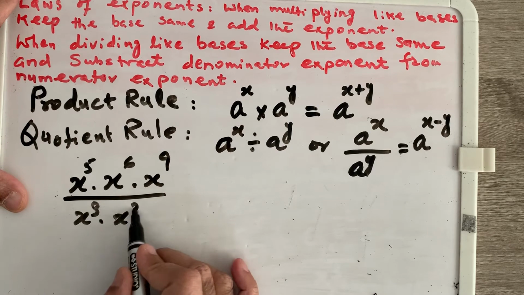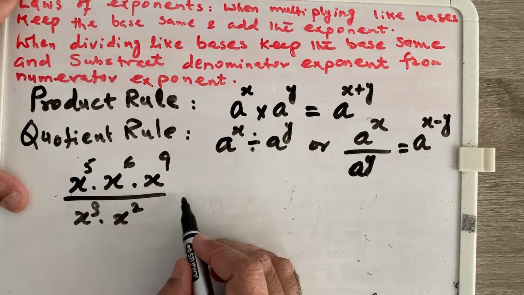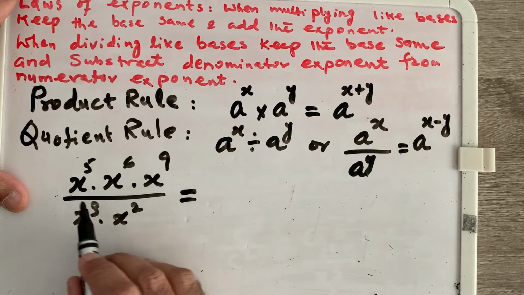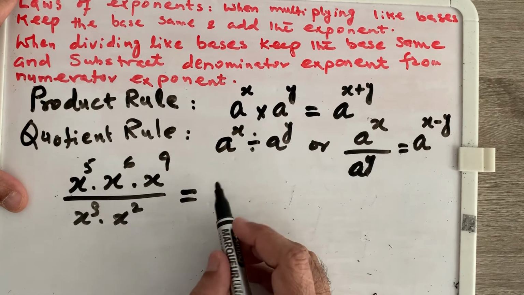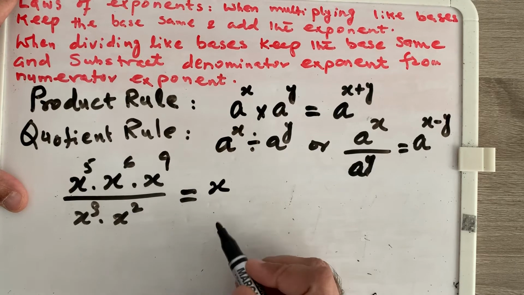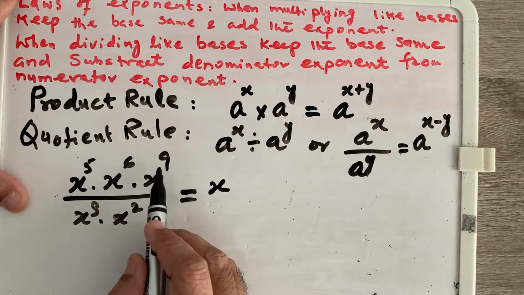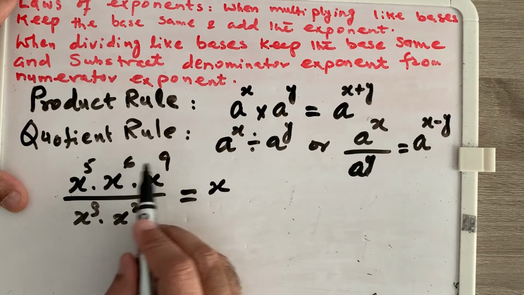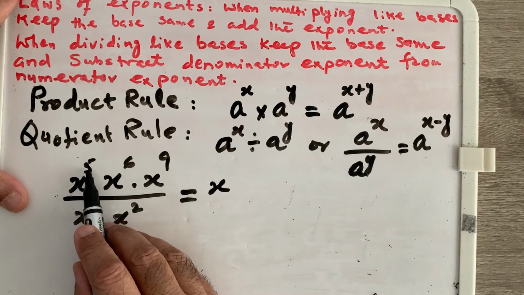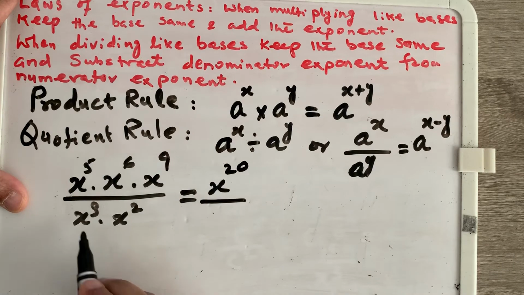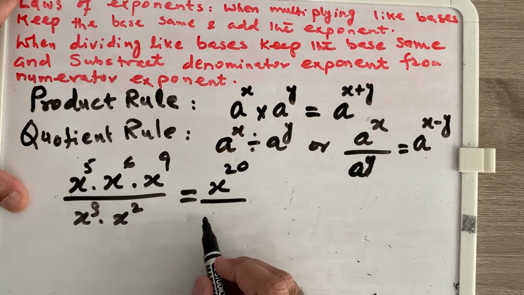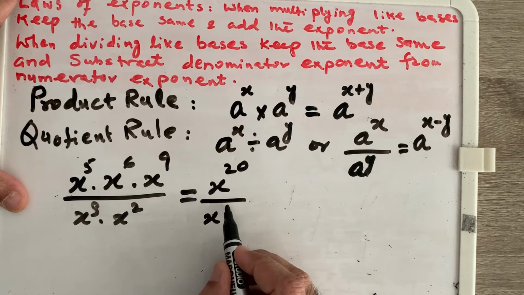x power 2, right? So I have quite a few same bases on top, and two of them are in the denominator. So bases are same. So I know the rule, so I will add the powers, right? So 5 plus 6 is 11, 11 plus 9 is 20, so I have got x power 20, and divided by x, 3 plus 2 is 5. So I add the powers.